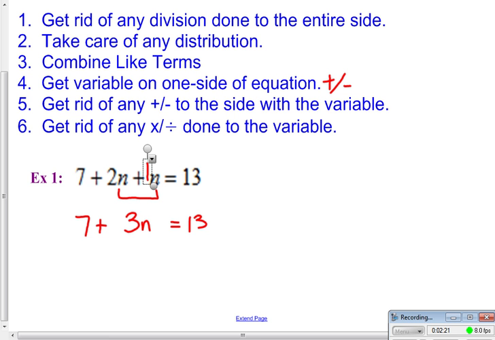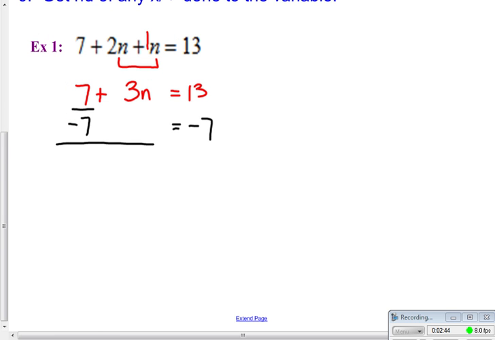Next, step 4, the variable is already on one side, so we need to get rid of any addition or subtraction to the side with the variable. The addition and subtraction is happening here. We're actually adding 7 to it. This is a positive 7. To get rid of that positive 7, we would subtract 7. And what you do to one side, make sure you do to the other side. We want to get in the habit of working down our paper. Look at that, the equal signs all line up. 7s would cancel out. We drop down 3n. We have 13 take away 7 gives us 6.